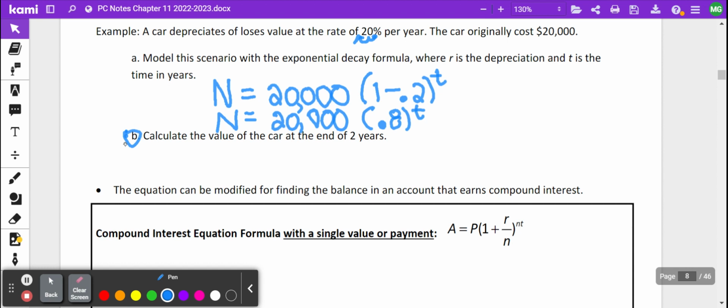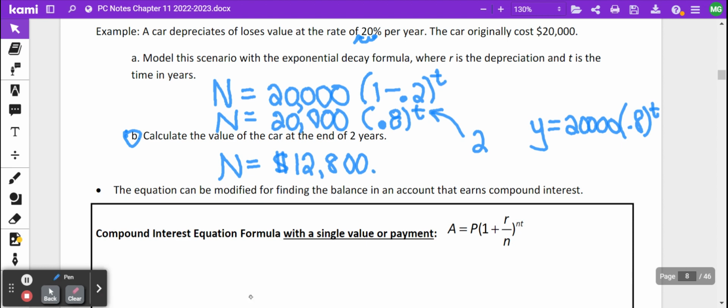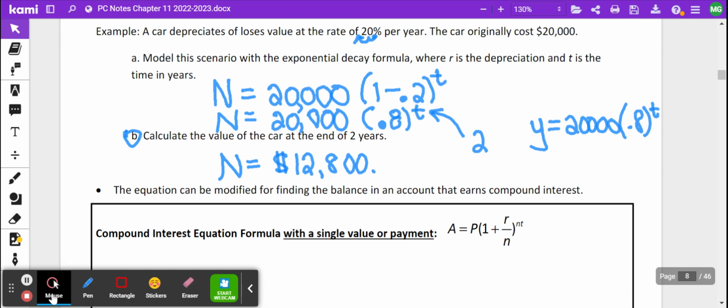And now in section B, it says calculate the value of the car at the end of 2 years. So all we have to do is drop a 2 in here. So I'd like for you to do that in your calculators. You're going to basically put y equals 20,000 times 0.8 to the t, and then pull up your table and you'll be able to go to the 2-year mark, and you should see that the car would be worth $12,800 after 2 years. And you should also be able to look at that table and see how the value of the car is decreasing year after year. Really, really important that you know how to put these in your calculator.